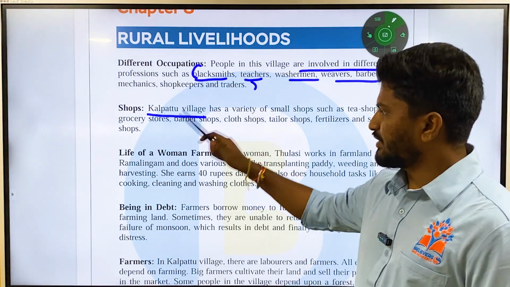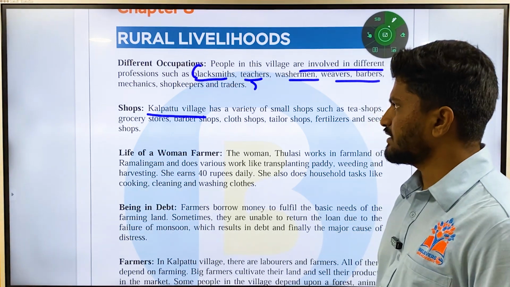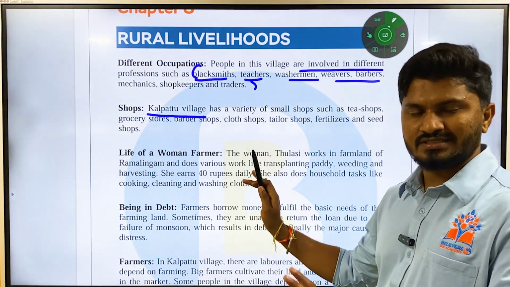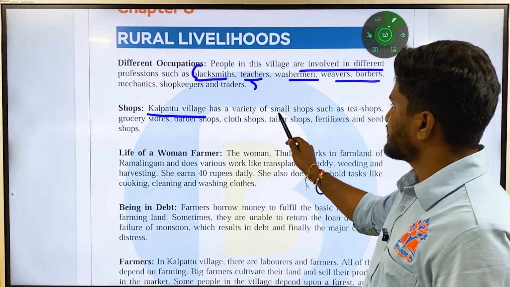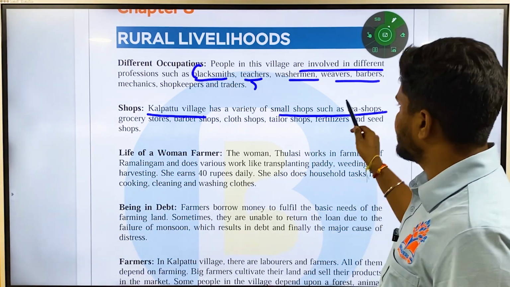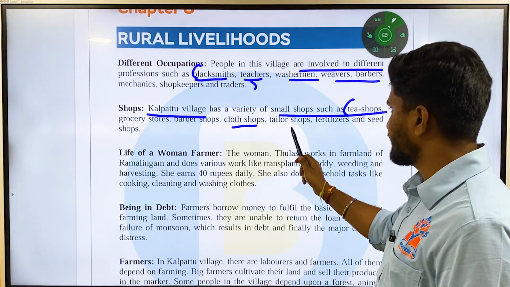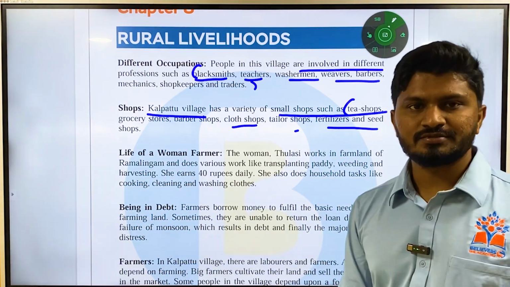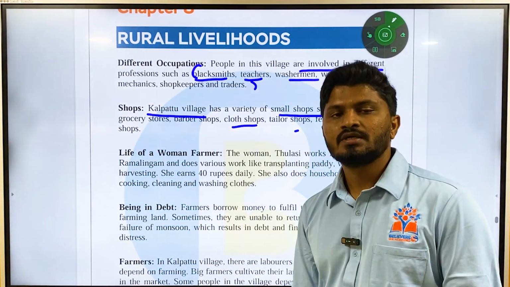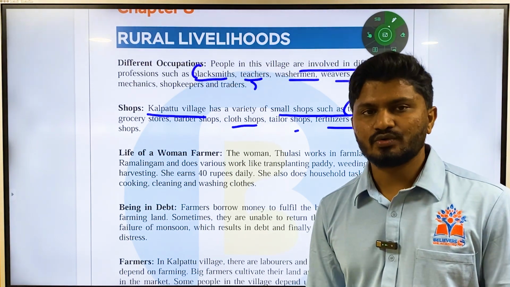Then there is a variety of shops also. According to this chapter, in a brief discussion, the village has a variety of small shops such as tea shops, grocery stores, barber shops, cloth shops, tailor shops, and fertilizer and seed shops. These are the different types of shops through which a person earns a livelihood in rural areas.